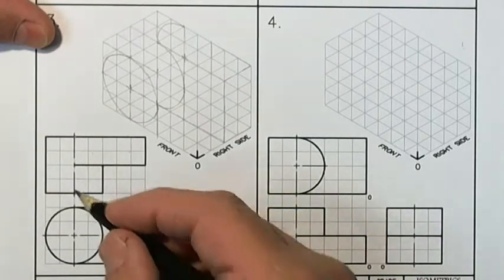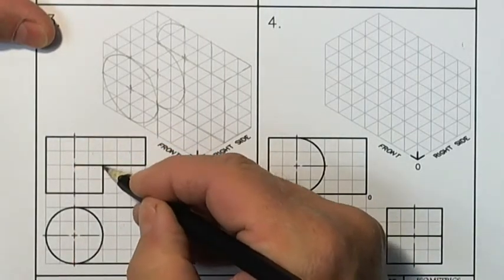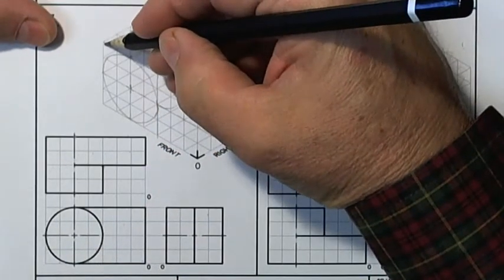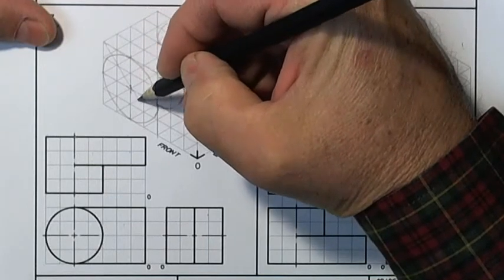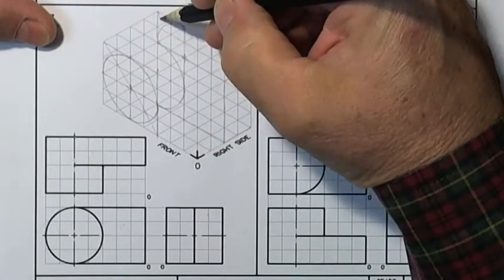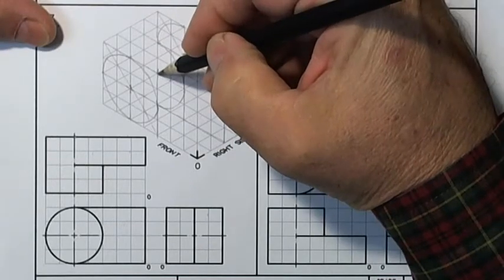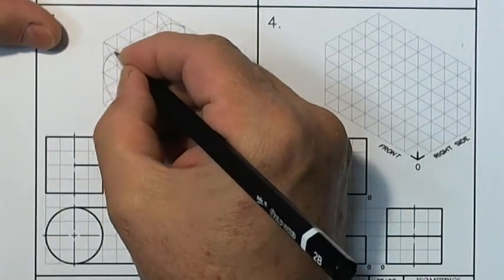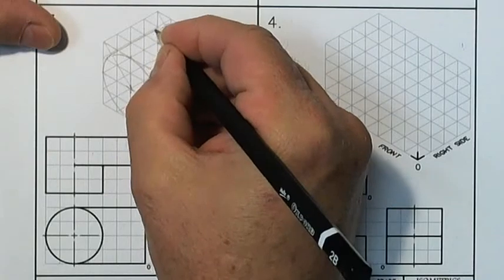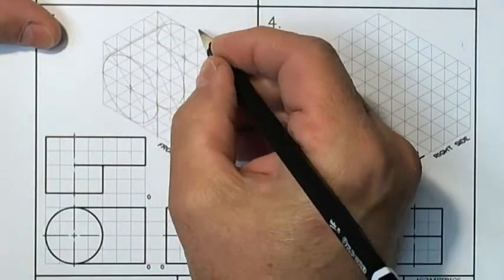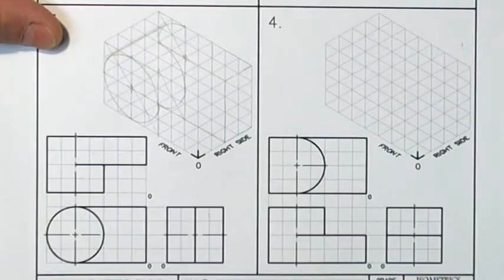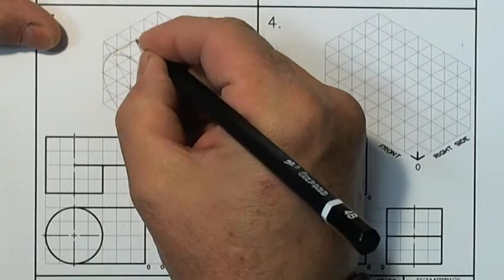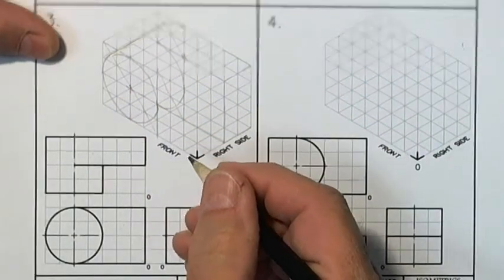The next thing I want to do, I want to put my edge in and my lower edge that I'm going to see. To do that, I draw the long diagonal just like we did on the sketching plate. And that long diagonal shows me where the edge begins and where the edge ends.